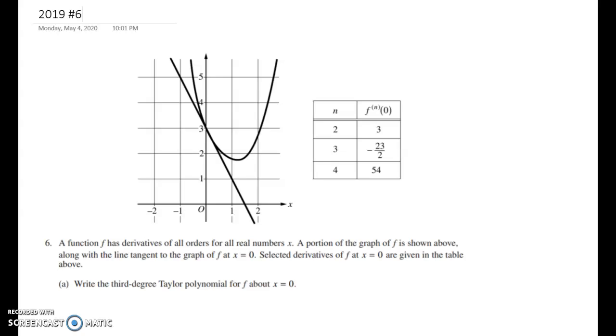This is Miss Galt, and I'm looking at 2019 number 6, which, if this were a real traditional AP test, is the one that's about infinite series. So this is the question about infinite series from last year. I feel certain that you will be asked on your AP test to write a Taylor polynomial. So just a reminder about how to do that.